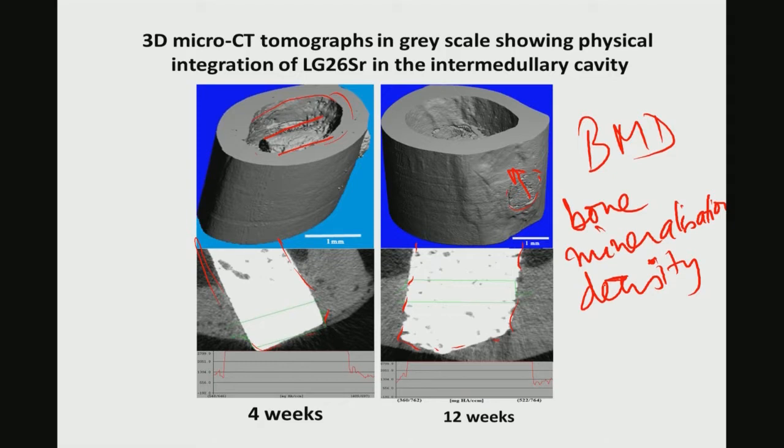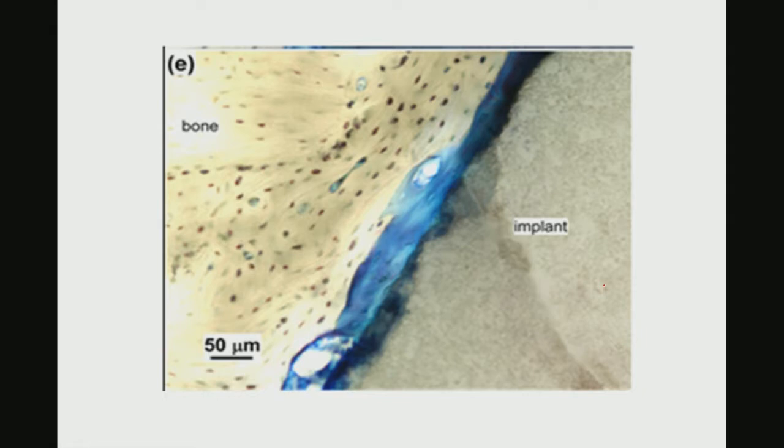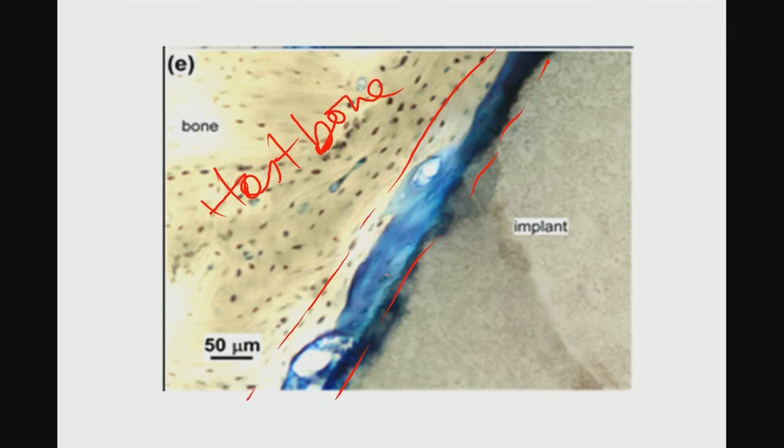Now, why is bone mineralization density important? Let me go back to some histology image just to show you. Now, you have this implant, okay, and this is your host bone structure. Host bone means the part of the osseous structure of the experimental animal, that is your rabbit. Now, in this dotted region, there is neobone formation. Okay. In this neobone you see osteoblast cells and so on and so forth.